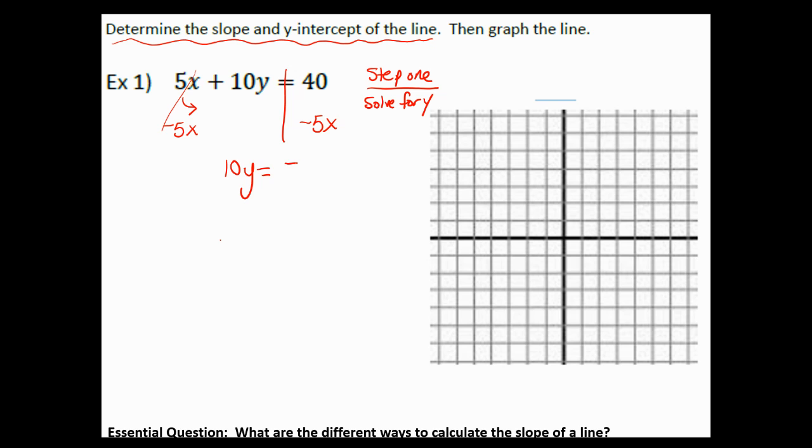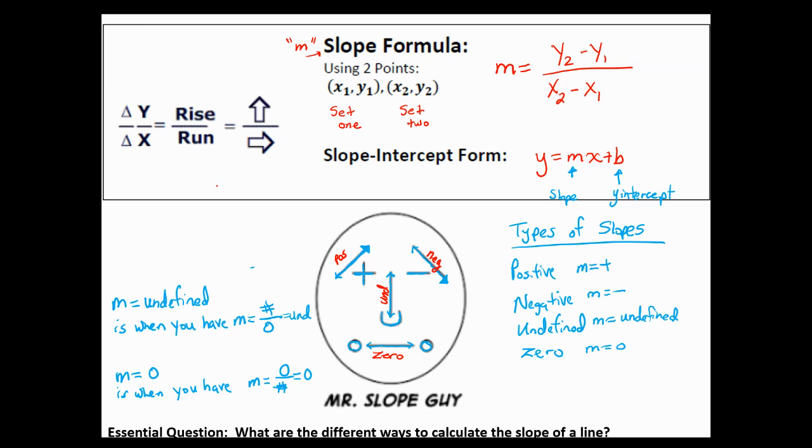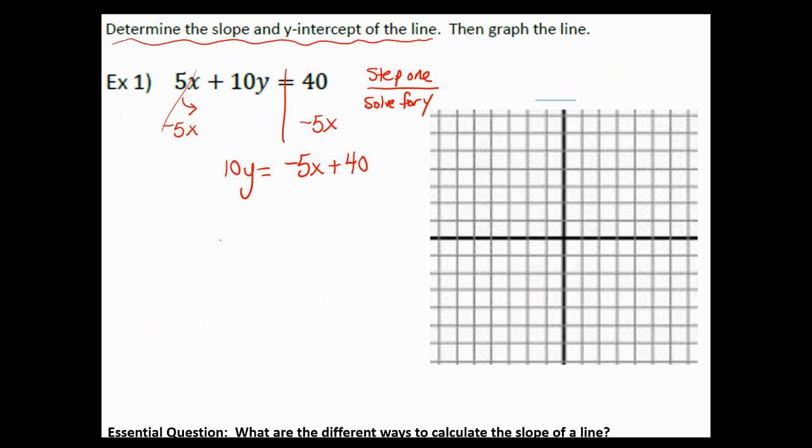10y is equal to, bring down the x item first, then the number, so it's a positive 40, so plus 40. Now you're going to divide out. Boy, this is tricky today. We're going to divide out the 10. Make sure you divide each item by 10.